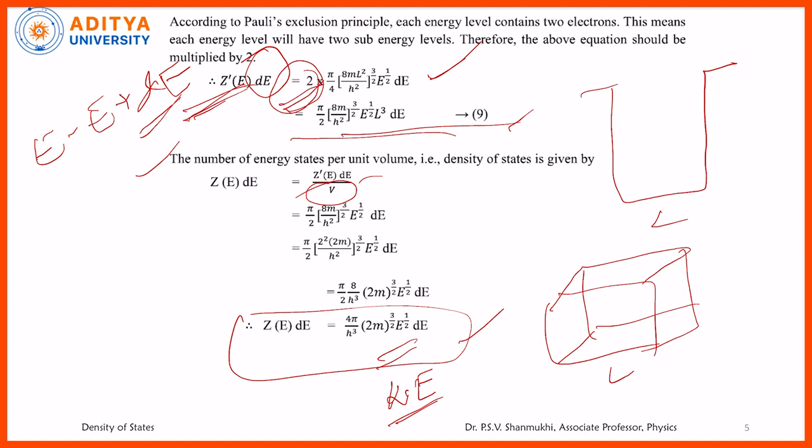But I want to get the density of states, meaning the number of available energy states per unit volume. Z of E dE, that is divided by volume V. So, what is volume? Where L is the side of the box or length of the box, then L cube is the volume of the box, potential box or potential well. Then dividing with L cube, finally we get Z of E dE equal to the final expression 4 pi by h cube (2m) whole power 3 by 2 E power half dE. This is the expression for density of available energy states.